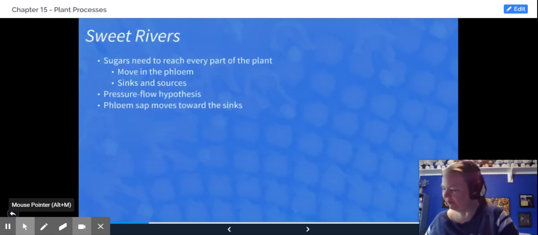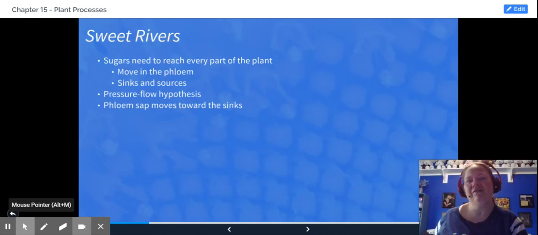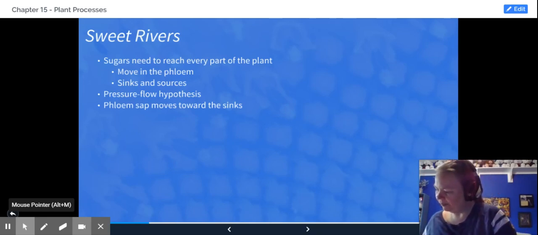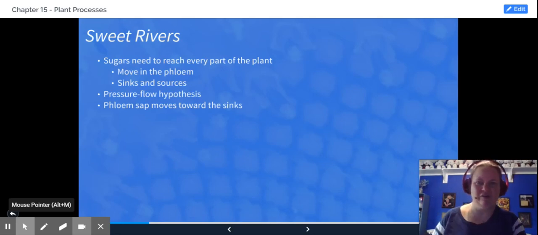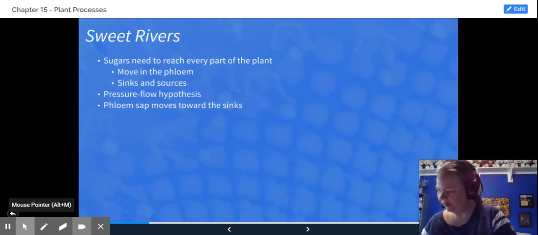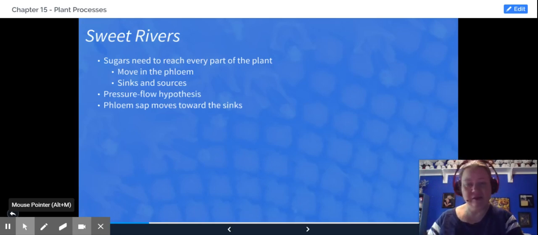All right. Phloem is the vascular tissue that carries the sugar. Okay. It does it in the form of sap. Okay. So sugar needs to reach every part of the plant. Remember, cellular respiration still has to take place. Okay. And it's created in a source, which would be cells that manufacture the sugar, and then the cells that require the sugar are called sinks.